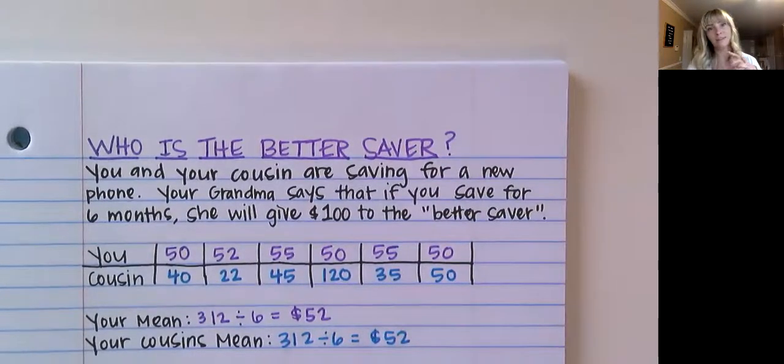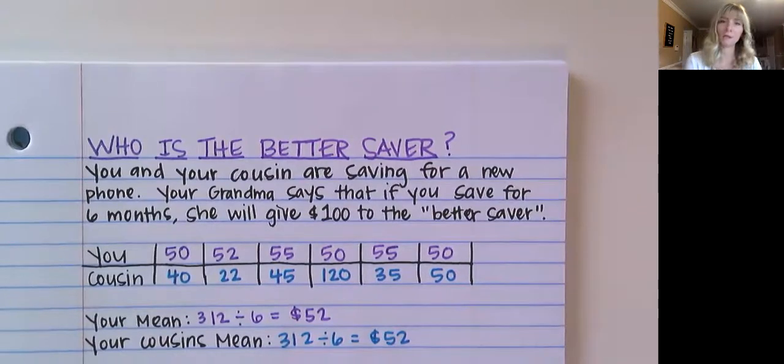Now, your grandma is a statistician, if you didn't know that about your grandma. And she looks at this and she says, well, they both saved the same amount and they both saved the same average over the 6 months. They both saved an average of $52 a month. Well, I don't want to give them both $100.